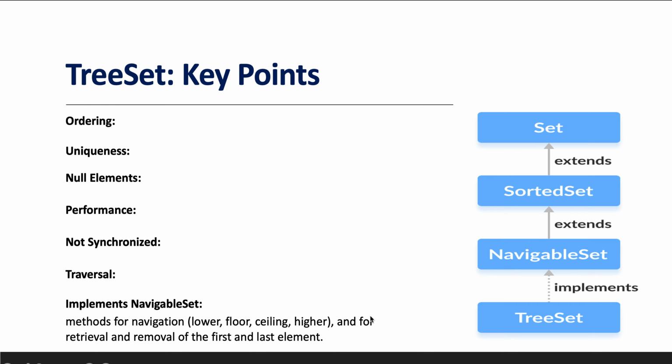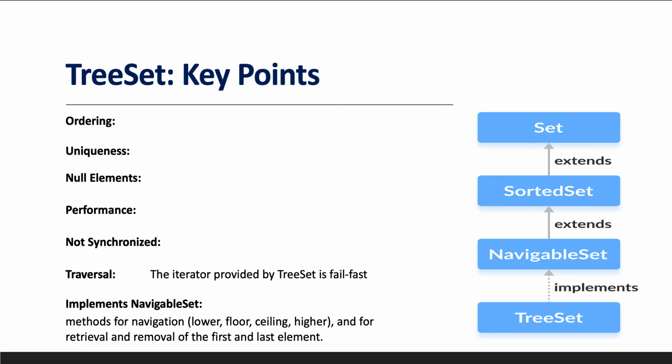higher, and retrieval and removal of the first and last element is also possible inside the TreeSet, because these are the functionality provided by NavigableSet, and this functionality is implemented by the TreeSet automatically because it is an implementation of NavigableSet also. So this functionality is going to be available inside the TreeSet also. So these are a couple of key points about the TreeSet.